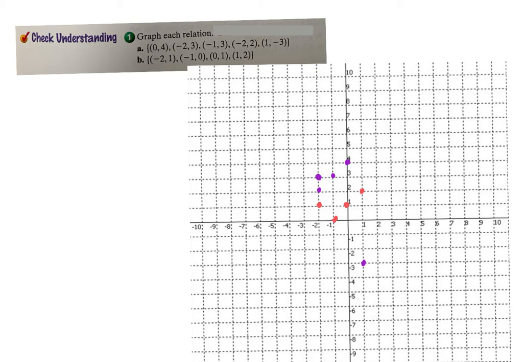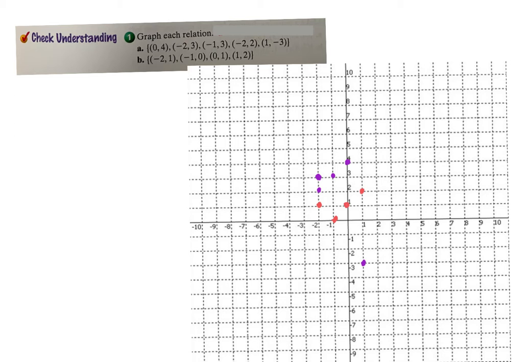So when they say domain, they want all of the input. In this case, it's going to be your x values. So domain is talking about your x values. If I were looking at this, for A, I would say, well, I have a 0, a -2, a -1, a -2, and a 1. When you list your domain, you don't have to list duplicates. And you typically list it least to greatest, all right?